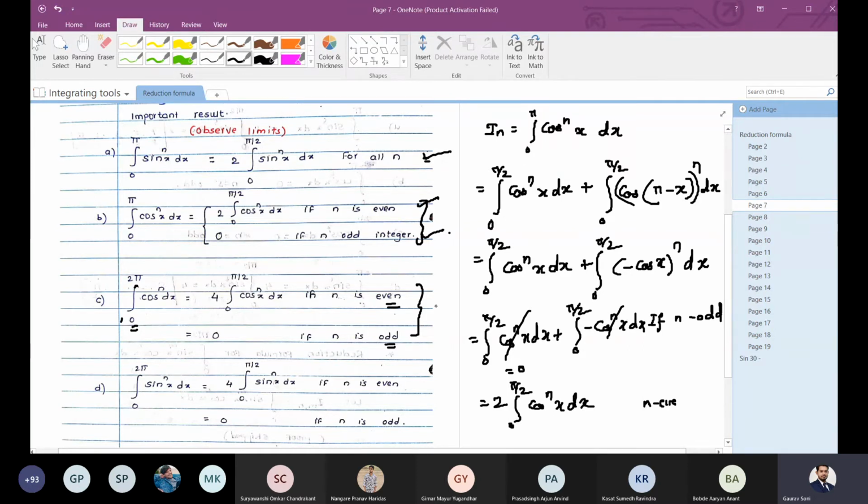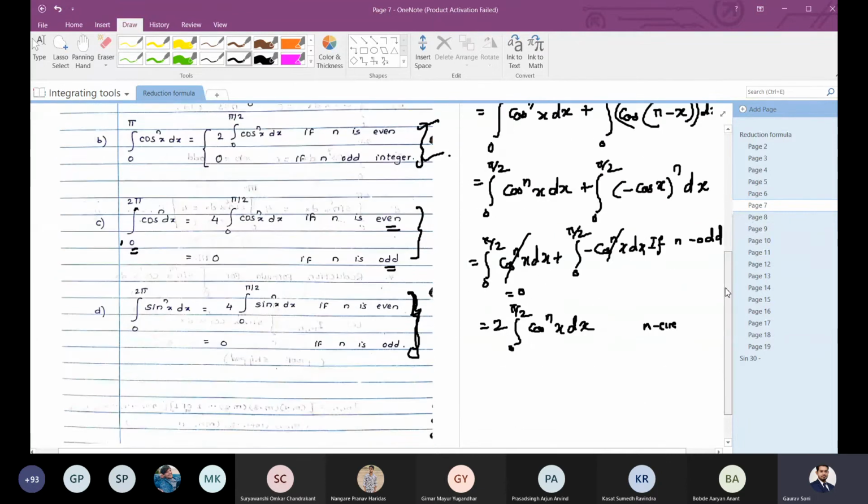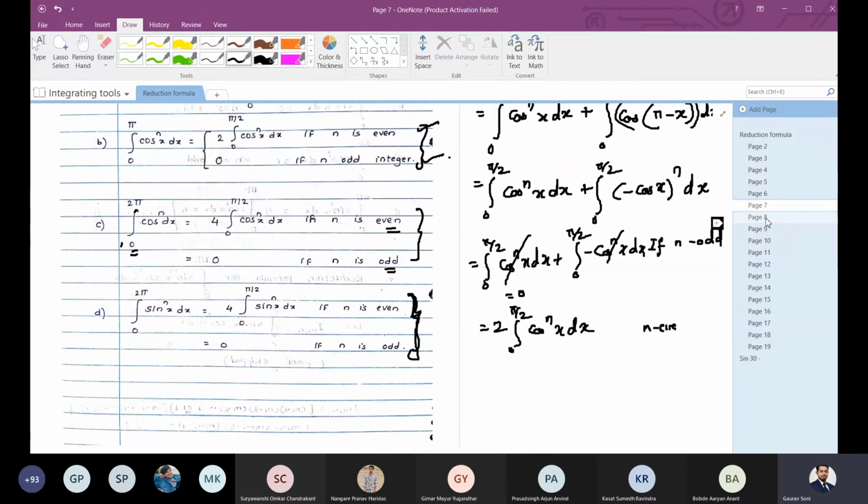So in most cases, wherever you have an odd number, you get 0. Only in 0 to pi sine raised to n, you don't depend on n. Similarly, the last one. Is there anyone having difficulty in this? No response. I'll consider there is no difficulty.